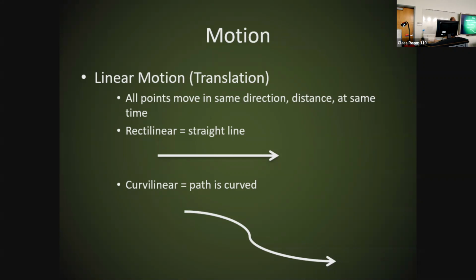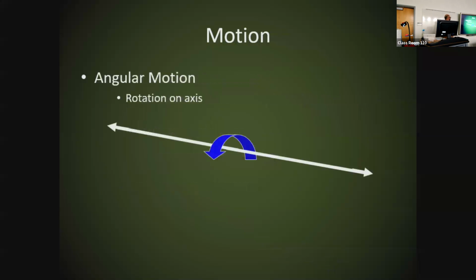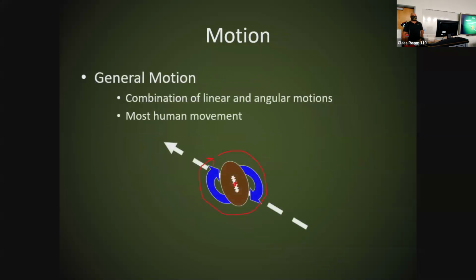All right, motion. Linear motion, translation, all points in the same direction. Rectilinear, then, is a straight line. Curvilinear is some type of curved path. Angular motion is rotation on an axis. Then general motion would be a combination of the linear as well as the angular motions. A good example of this is throwing any type of ball. There's going to be some type of spin on that ball, and it's going to be moving possibly in a straight line, or what would maybe look like a straight line, straight direction.